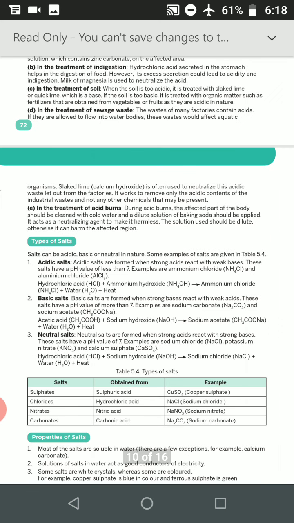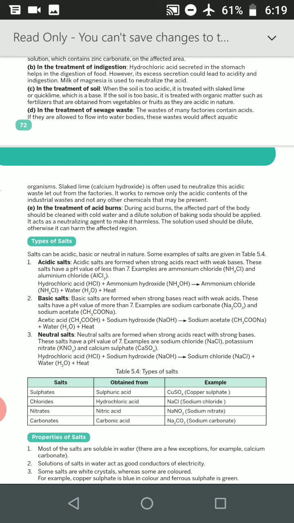Next, neutral salts. When a strong acid and a strong base are treated, they form a salt with pH 7. So, they are called neutral salts. Like sodium hydroxide and HCl, we have done this reaction. So, we form sodium chloride, water and heat.